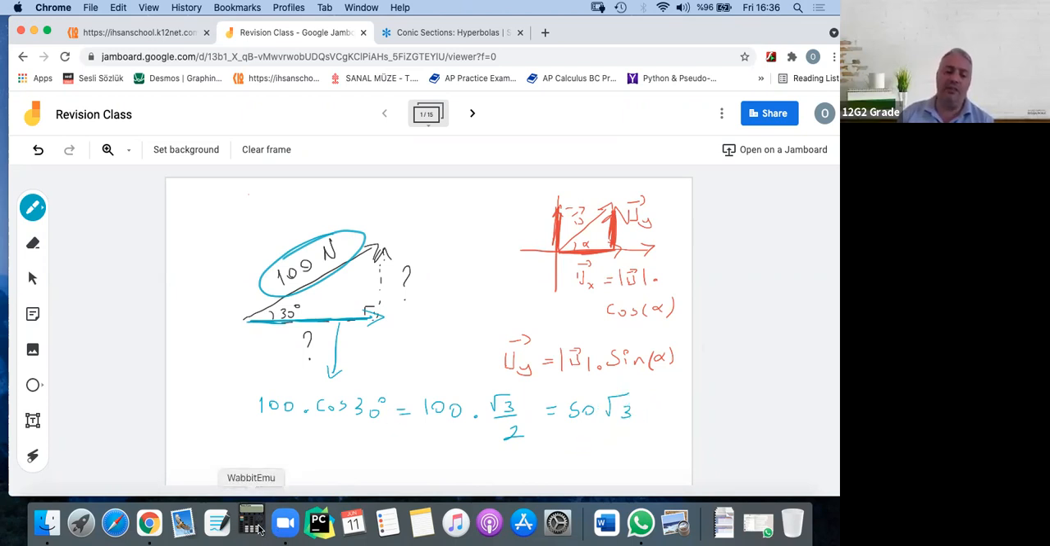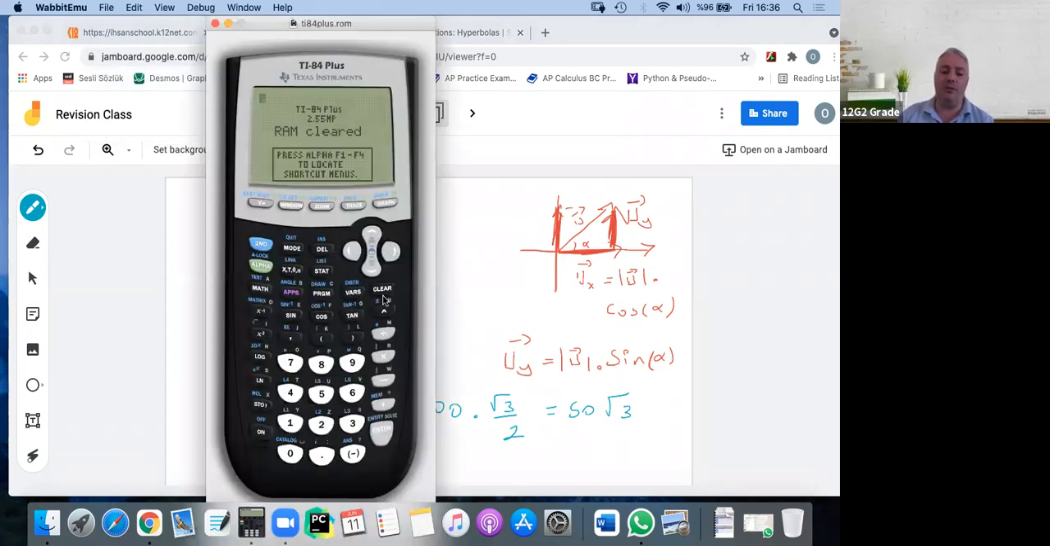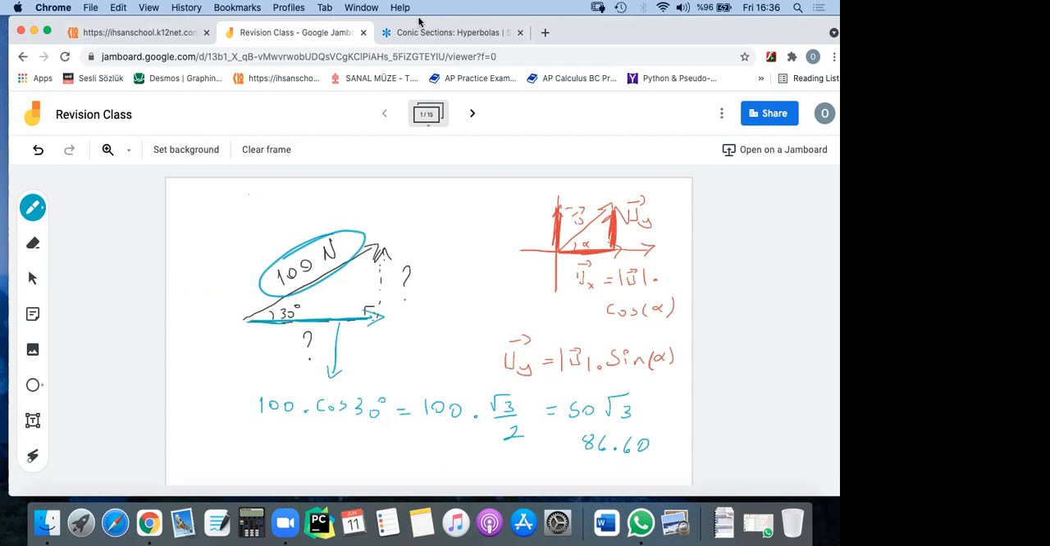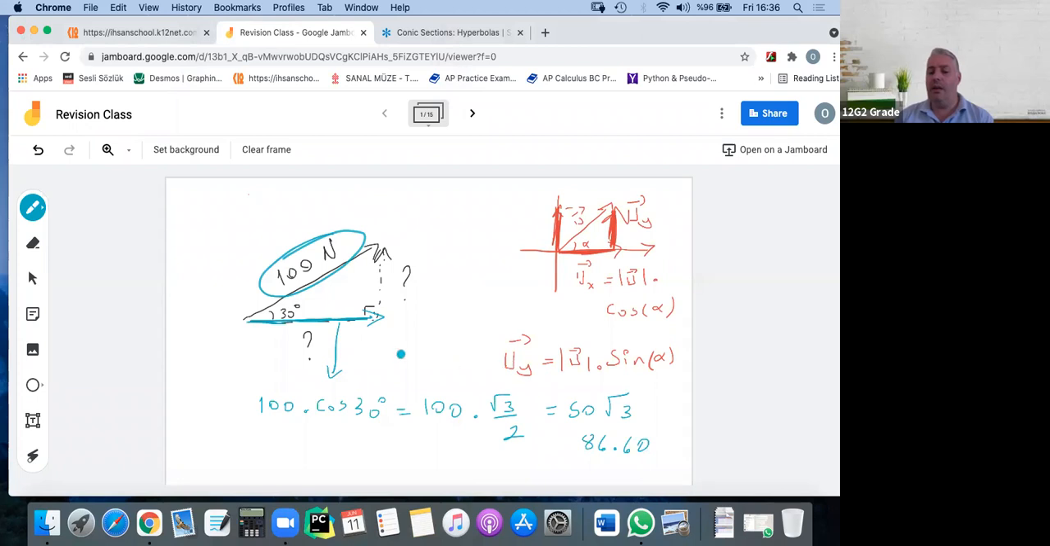What is 50 times square root of 3? Just open your calculator or smartphone. 50 times square root of 3. So the result comes out as 86.6. So 86.60. So this will be now. So just let me look at the participants. Okay. So that's finished. What about vertically?